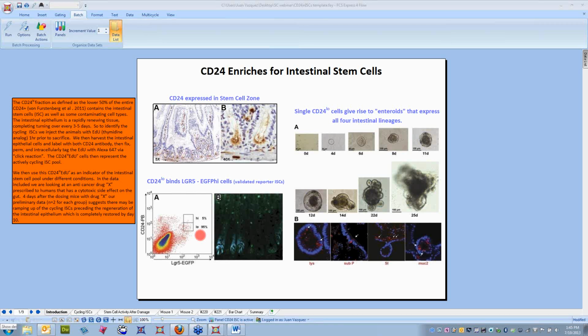What we found was that 95% of these LGR5 EGFP high cells fell in our CD24 low population. So this gave us a great validation tool. However, the mouse is mosaic, as you can see in panel B. Not all of the crypts fluoresce, so we couldn't quantify exactly how pure our CD24 low population was.